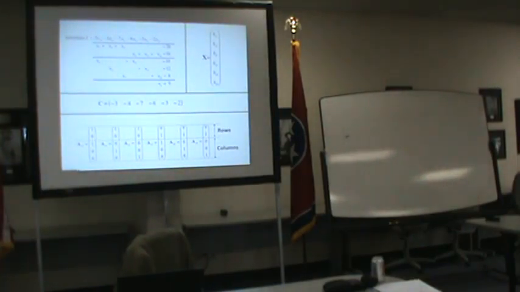Now, 2, 1. 2, 1 is the second row and the first column, this is the one. The other one is second row and second column. And the other one is second row, third column. This is the way to put those numbers.